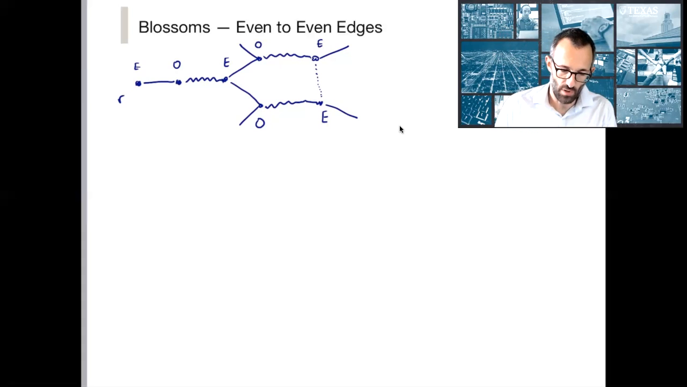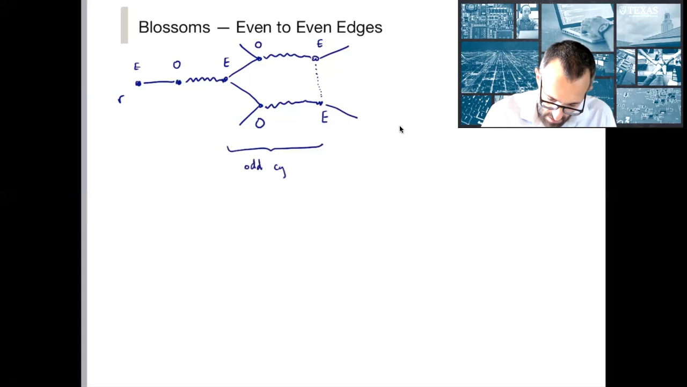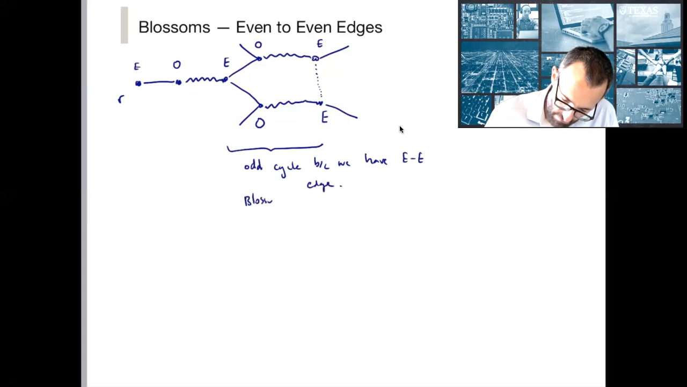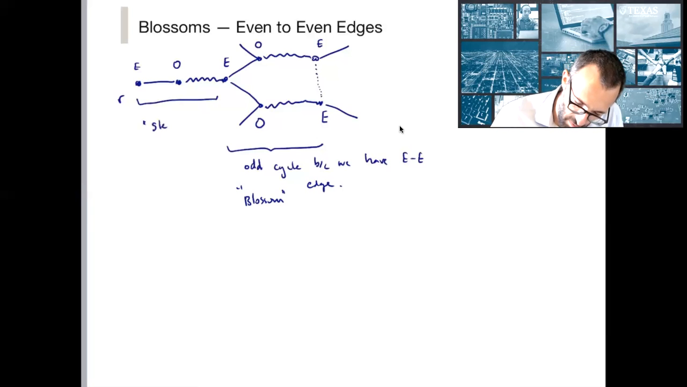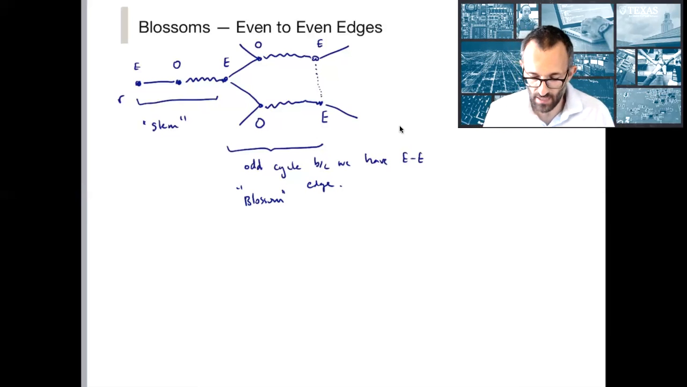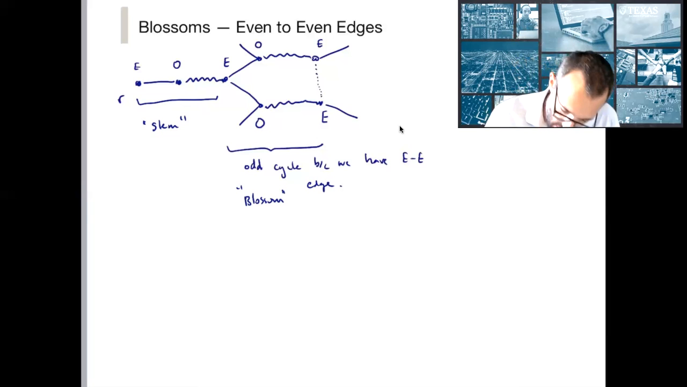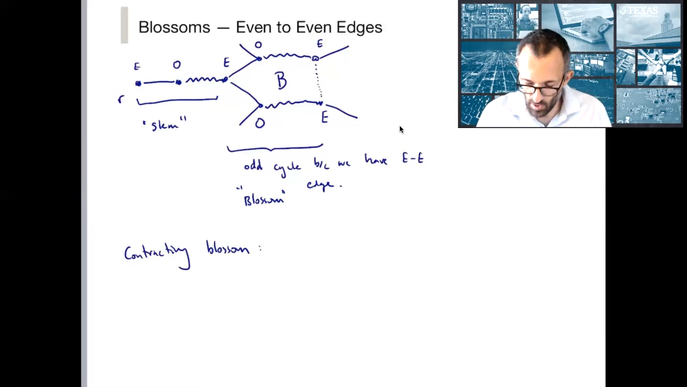Okay. So some terminology which is just suggestive. This is supposed to look like a flower, and you can see that here there is an odd cycle because we have an even to even edge, and this is called the blossom. And in order to continue the descriptive naming, this is called a stem. And the key to Edmonds' algorithm is contracting the blossom. Let me call this blossom B. Contracting the blossom, and I'm going to denote it in this way.